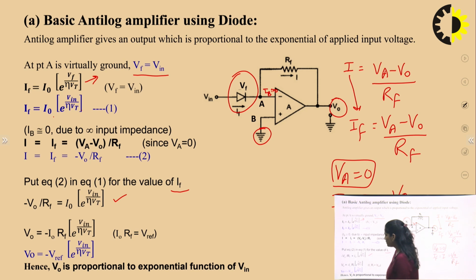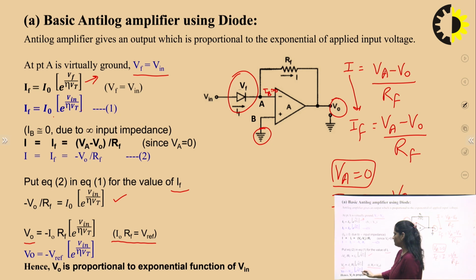Now from this equation we can find V output is equal to minus I naught RF e to the power V in upon eta Vt. Here we are assuming I naught RF is equal to V reference, so put V reference here. So your final equation is V naught is equal to minus V reference e to the power V in upon eta Vt.